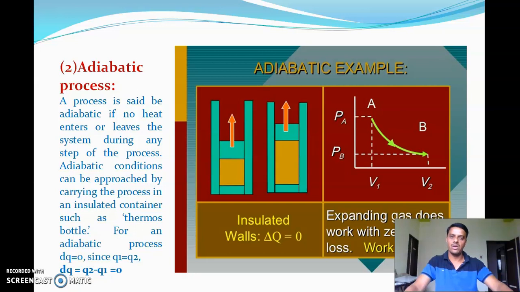The first type we have already discussed, the isothermal process: the process in which the temperature of the system remains constant, unchanged during the process. Another is the adiabatic process: the process in which heat energy of the system remains unchanged throughout the process. That is delta Q is equal to 0. In isothermal process, delta T was equal to 0.